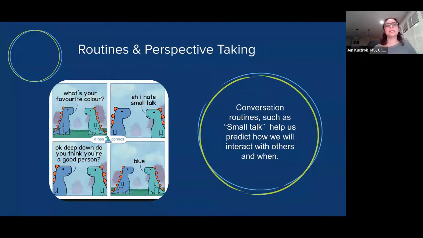And how do routines connect to perspective taking and social pragmatics? They really play a part because a lot of our conversation throughout the day, or our transitional conversation, when we're transitioning into a topic and then back out of a topic, are conversational routines. A lot of times we talk about this as small talk, but they really do serve a purpose. They're not just small talk because they help us predict how we're going to interact with other people and when that's going to happen.